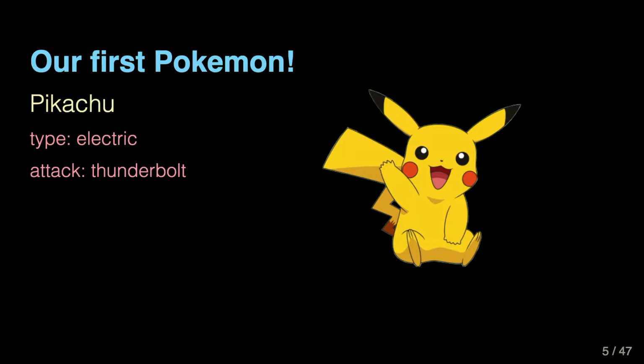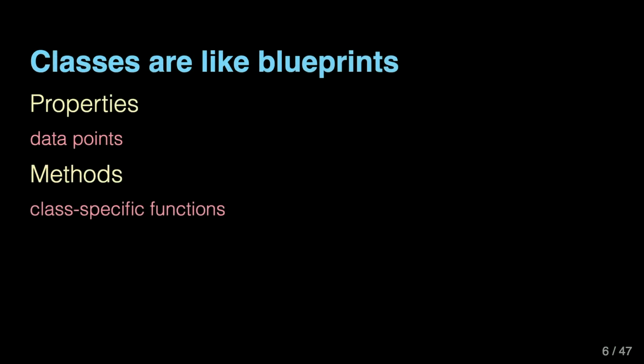When we think about how we can model this in code, OOP provides us something called classes. I think of classes like blueprints. They're fundamental building blocks for what you're trying to make. Classes have two main parts to them. One is a property, which you can think of as a data point. In our Pikachu example, a data point would be the name of the Pokemon or the type of the Pokemon. Another part of classes is methods. You can also think of them as functions, and these are specific to the class. For example, Pokemon have the ability to attack, and in Pikachu's case, that attack is a Thunderbolt. So that would be the method for the Pikachu class.